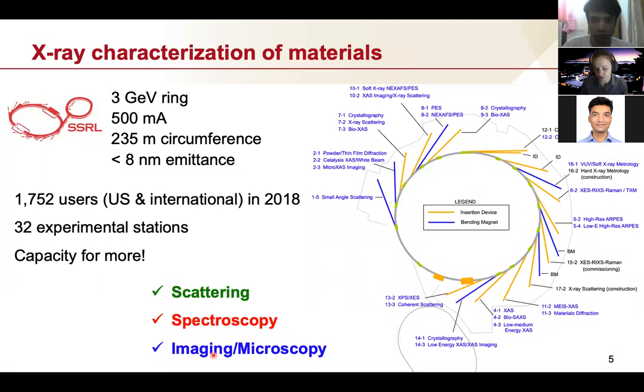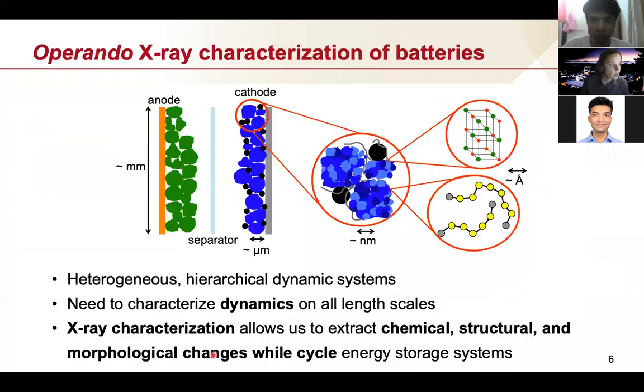And that's really what my group research focuses on. And we focus on looking at batteries. And the beauty of using X-rays to study batteries is that you could do this operando. You could do it while the battery is operating.